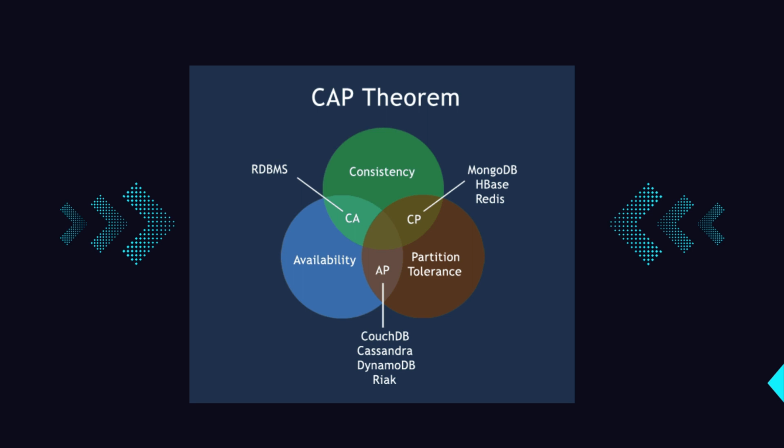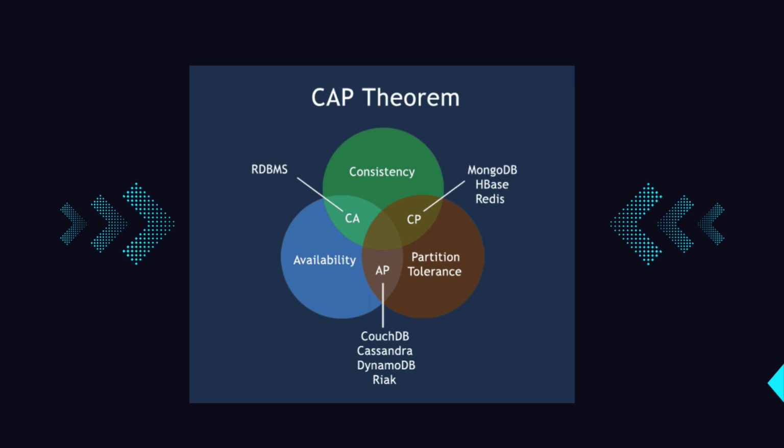In case of Cassandra, it has a masterless architecture and any node can perform any operation. In this case, it provides A and P from the CAP theorem, that is, availability and partition tolerance. MongoDB and HBase provide CP from the CAP theorem, that is, consistency and partition tolerance.